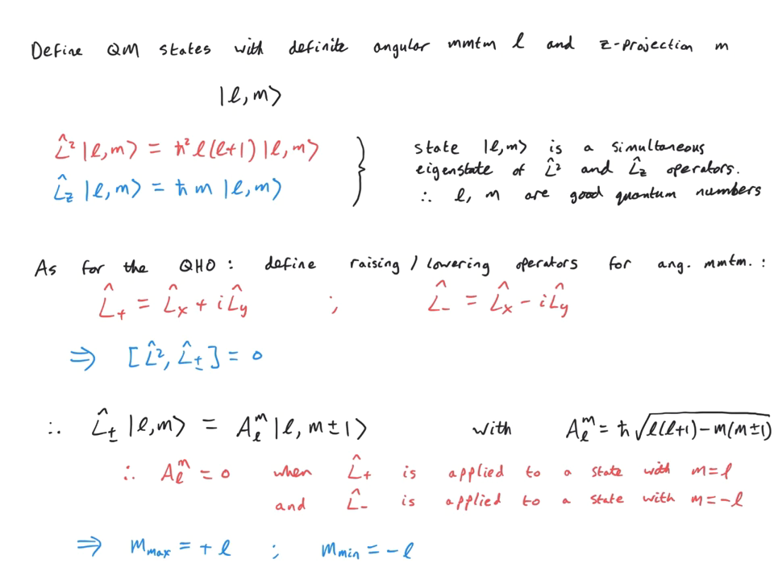Likewise, if we were to apply L minus to a state with z projection of the angular momentum m equal to minus L, then we'd see from this condition that again this coefficient would vanish and the right-hand side would be equal to 0. There is no state with a z projection of the angular momentum that's lower than minus L. And since when we apply L plus or minus, the m changes by an integer, we have a discrete, quantized range of z projections for the angular momentum. m can take values from minus L to plus L in these integer steps. So in total, there are 2L plus 1 values that the z projection can take.